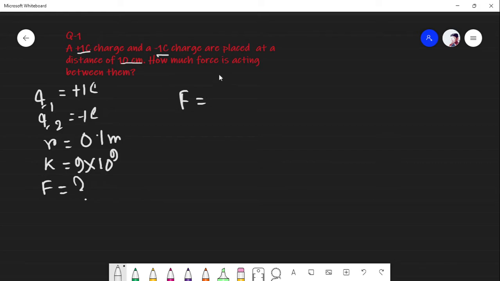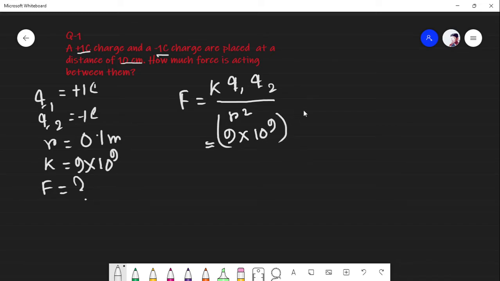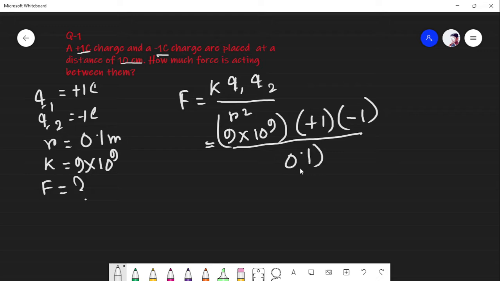So electric force is equal to K times Q1 times Q2 divided by r squared. So just plug the values. 9 into 10 to the power 9 into +1 into -1 divided by 0.1 whole squared. And this is equivalent to 9 into 10 to the power 9 by 0.1 squared. So negative 9 into 10 to the power 11 newtons of force is acting between these objects.